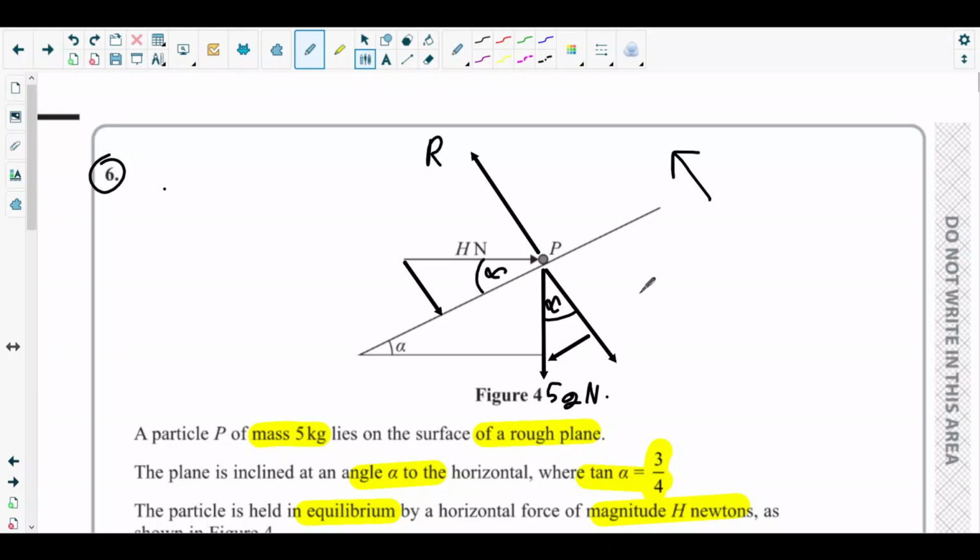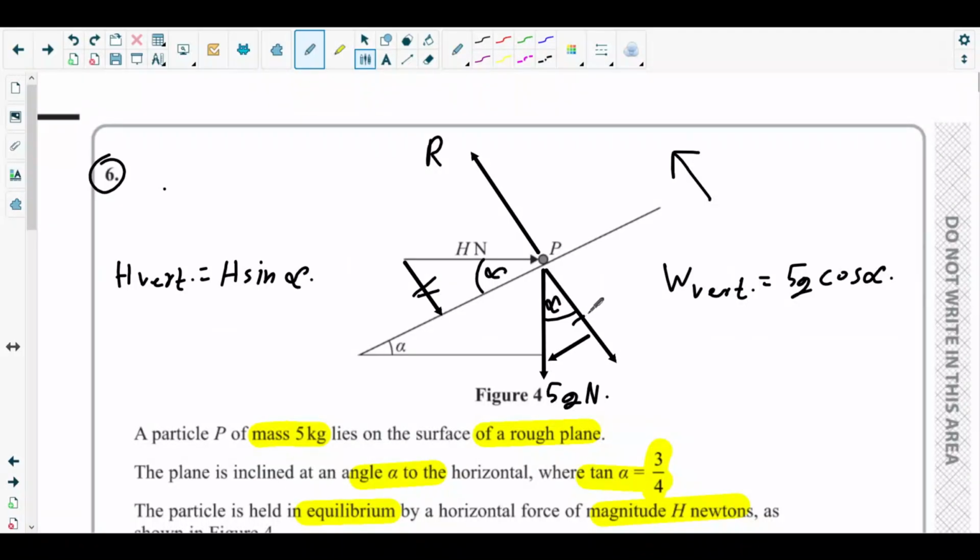Fine. Okay, so what's the component of the weight? This is alpha. So the component of weight would be 5g cos alpha, right? And the component of H Newton would be H sine alpha, since it's the opposite side, isn't it? Opposite side of alpha, and this is adjacent side of alpha, that's why cos, and since it is opposite side of alpha, that's why sine.